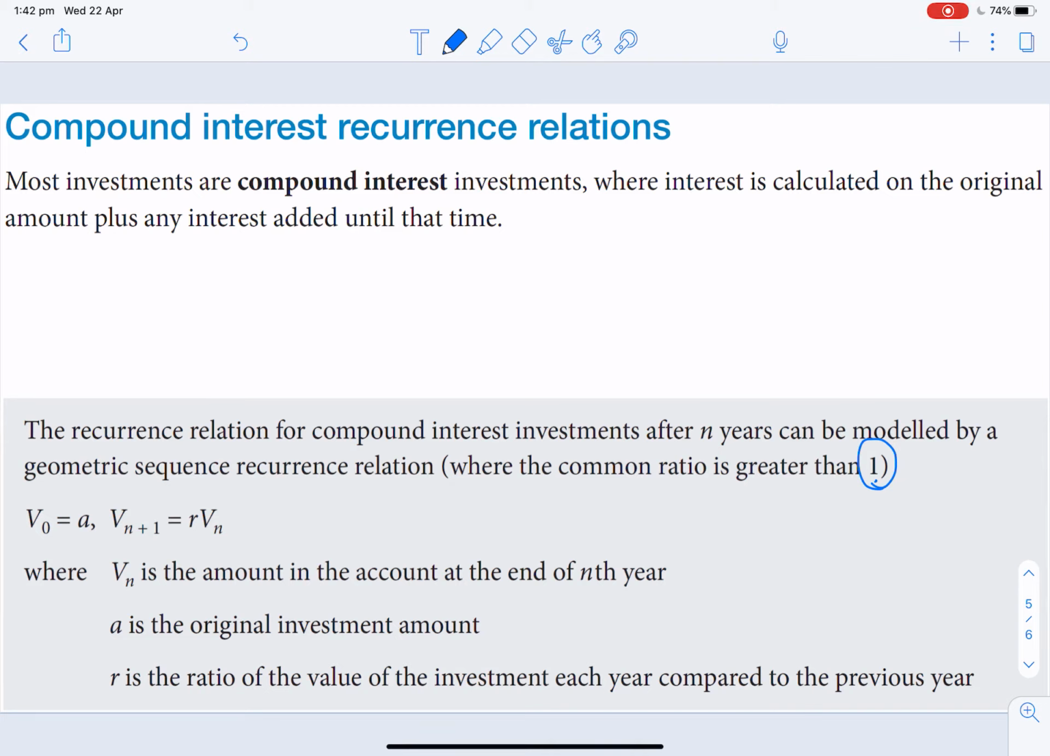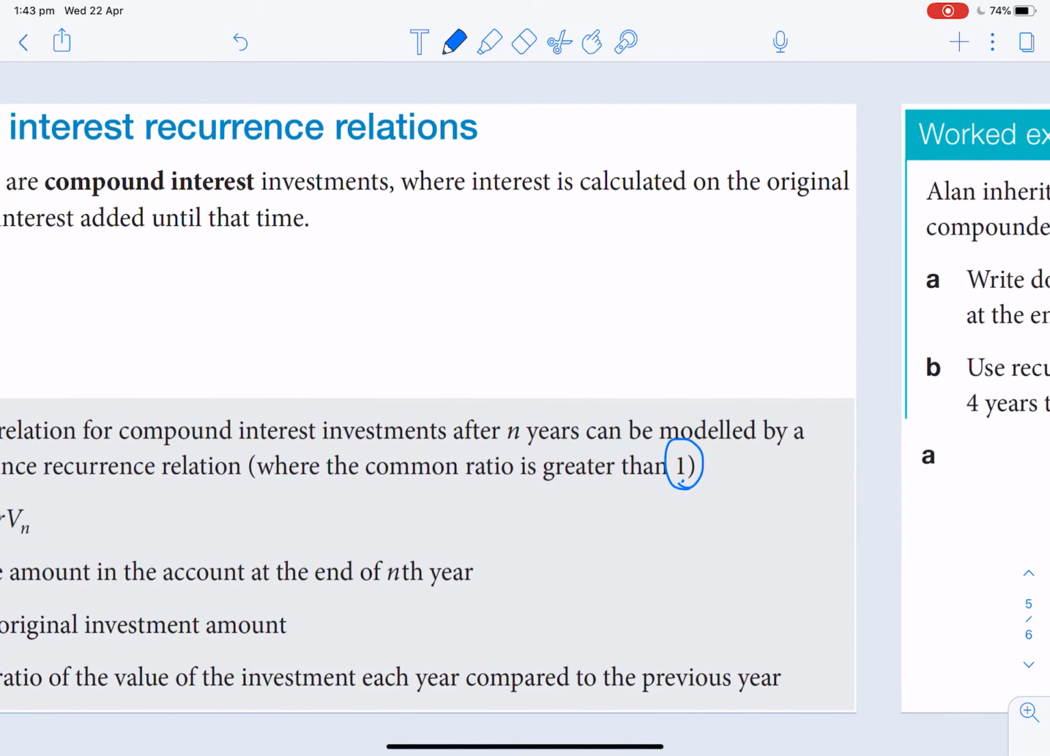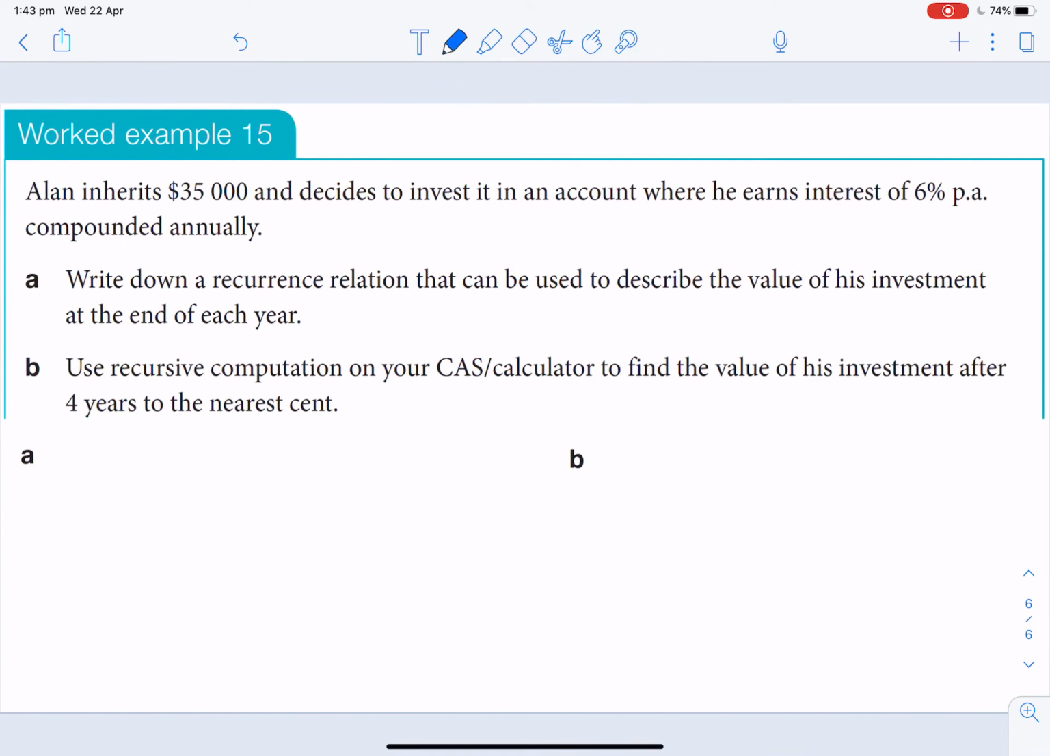All right, exactly the same as what we've got for geometric in chapter 6.2 and as well as the reducing balance depreciation. But the only difference is our common ratio is now greater than 1. So V of n is the amount in the account at the end of the nth year. A is the original investment, R is the ratio compared to the previous year. Best way to figure out what to do is a worked example. If you're following the textbook, we're looking at page 291.